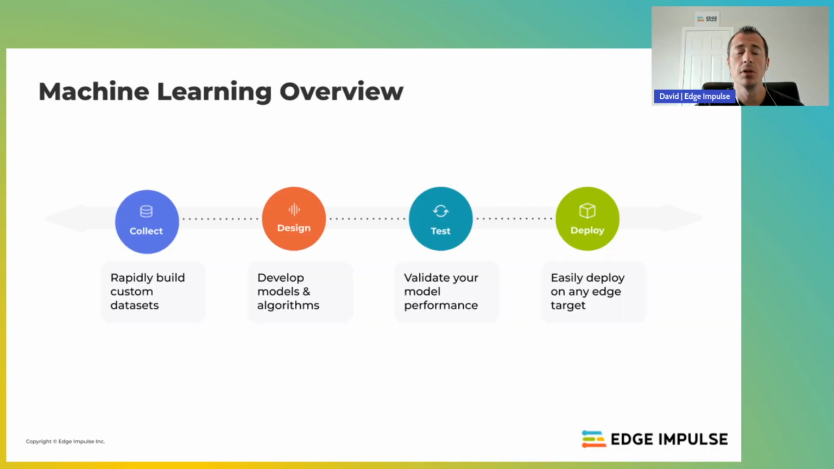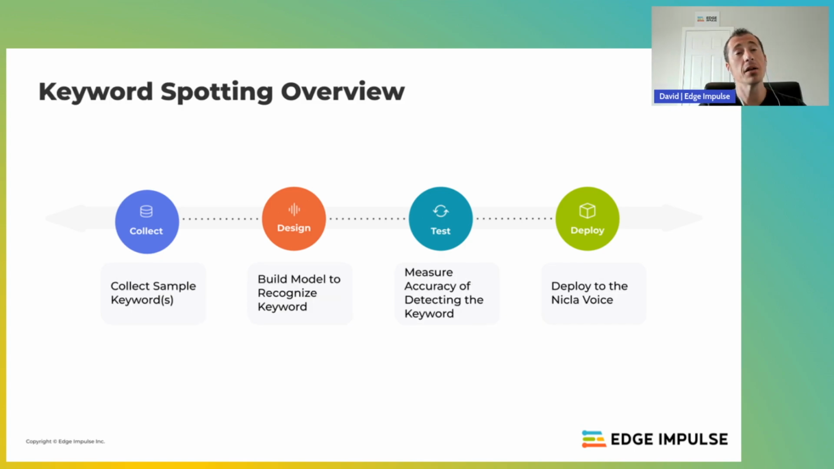But first, let's take a quick glance at what a typical machine learning project pipeline looks like. It consists of 4 phases: collect, design, test, and deploy. And in the context of our webinar today, what that means is collecting sample keywords, recording ourselves saying a keyword, building a model that can recognize that keyword, measuring the accuracy of detecting the keyword, and then, if we're happy with the results, deploying that model onto the Nicla Voice.